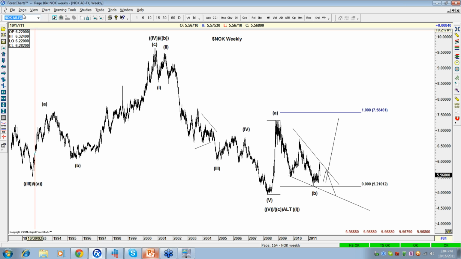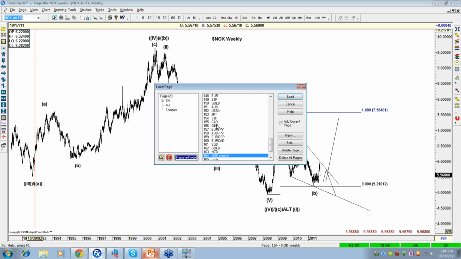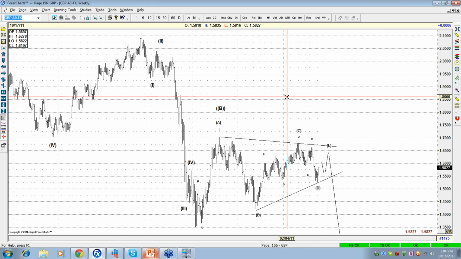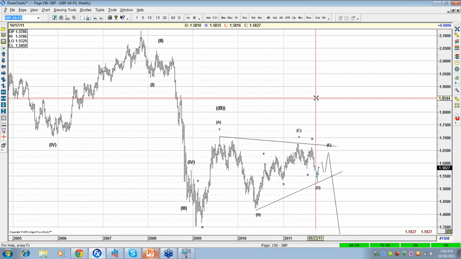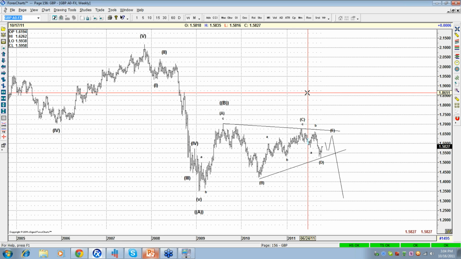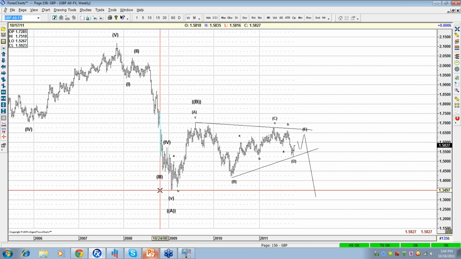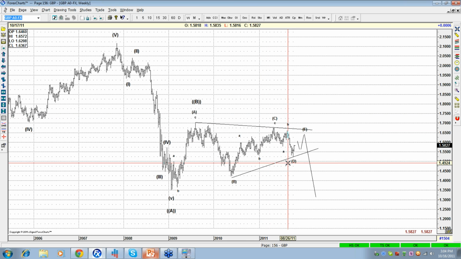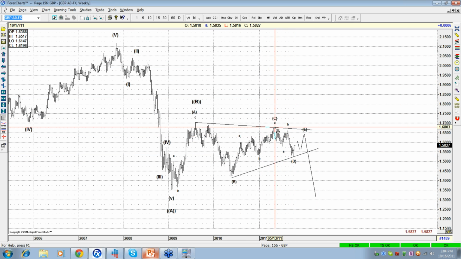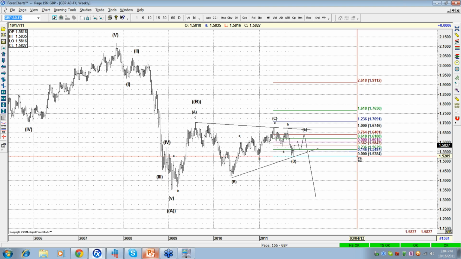For me, cable is the clearest of all the pairs in the market. I've been saying that right here. Look, cable. It looks like a B-way triangle. It goes A, B, C, D, and we need cable. And I've been saying it.